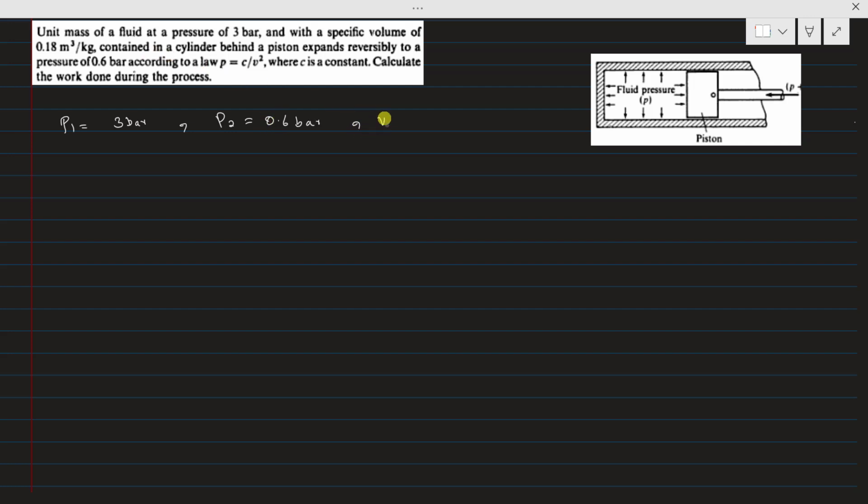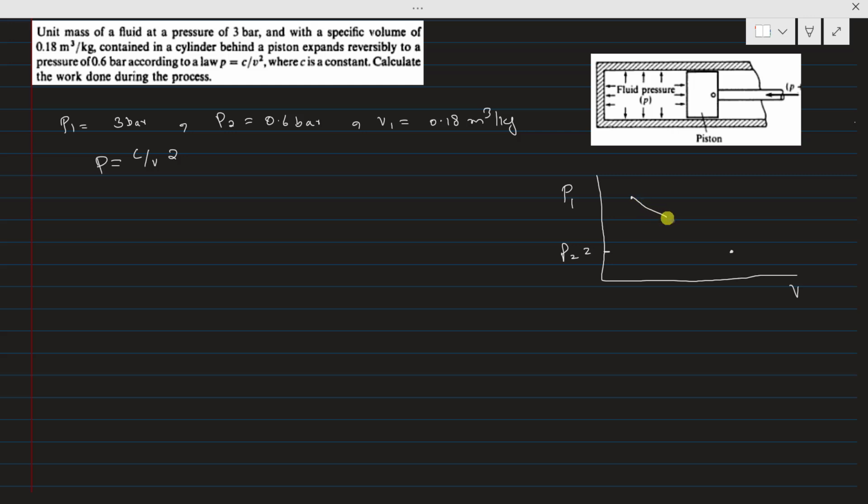Specific volume V1 is given as 0.18 meter cube per kg. Expansion takes place by the law P is equal to C by V square, where C is constant and V is the specific volume. So if I draw the PV diagram, it is very simple. This side is pressure, this is specific volume. At the initial state the pressure is very high, at the final state this is P2, the pressure is low.